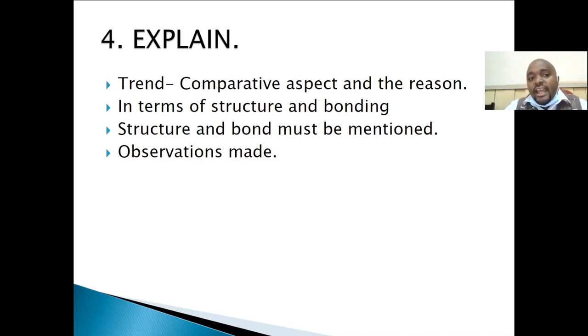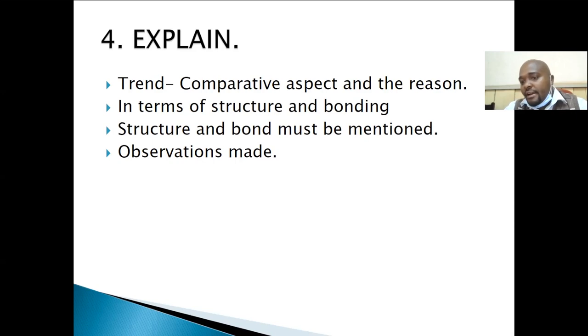Still, you can be told, explain in terms of structure and bonding. For example, explain why magnesium chloride has a very high melting point and boiling point than phosphorus 3 chloride. So in that case, you need to show which kind of structure and what type of bond. For example, magnesium chloride has a giant ionic structure. Ions held together by strong ionic bonds.